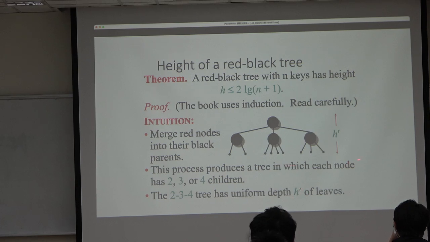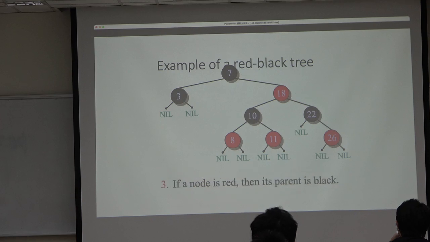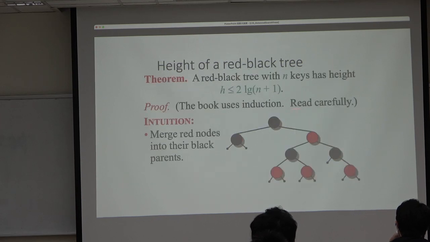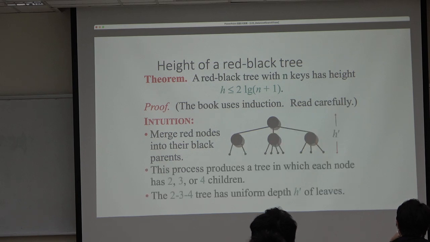Of course, this height may be different from h, because you can see previously, what is the height? 1, 2, 3, 4. I think it's 4 or 5. But now, after the merge, the height is different. So this h prime is different from the original h. I just want you to be aware of that.